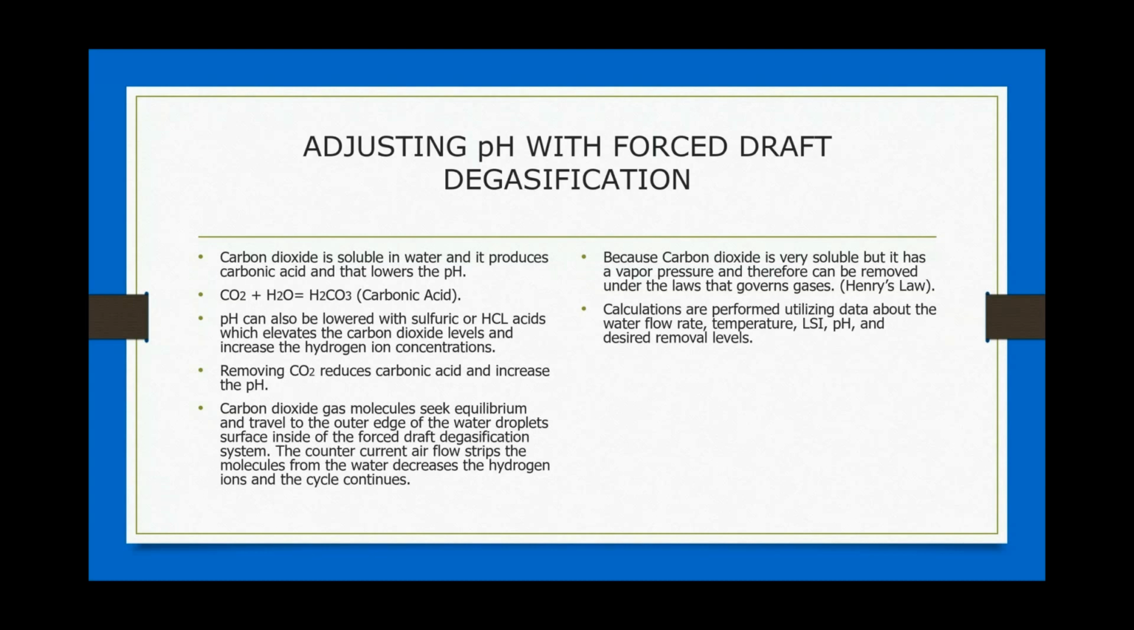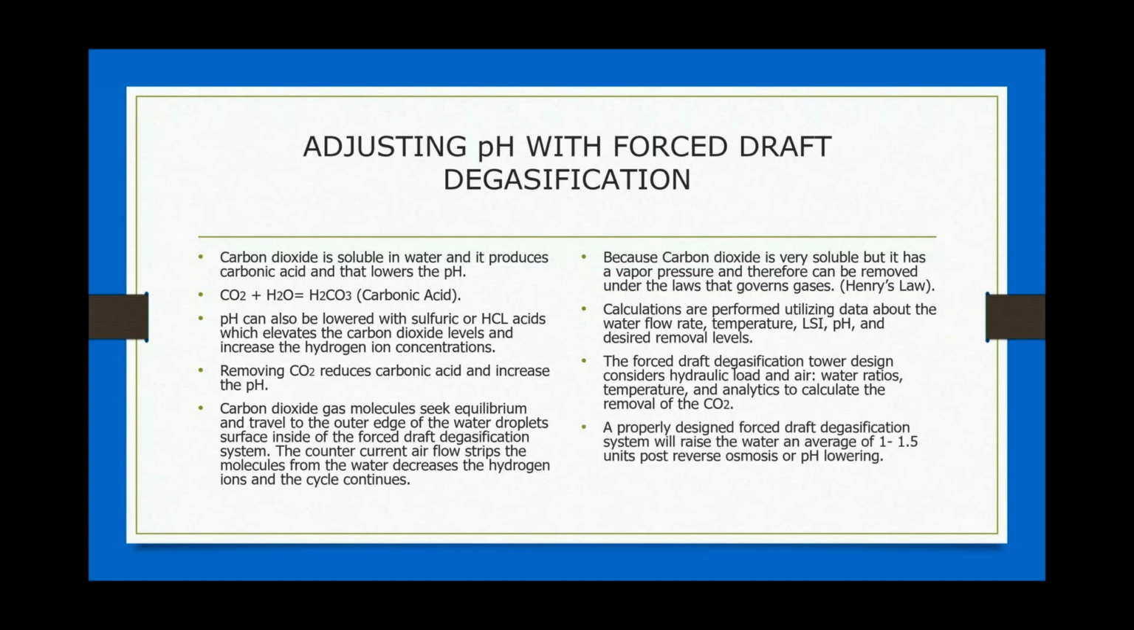Calculations are performed utilizing data about the water flow rate, the temperature, the LSI, pH, and the desired removal levels. Forced draft degasification towers are designed considering hydraulic load, air to water ratios, temperature, and analytics to calculate the removal. And properly designed forced draft degasification systems, as I mentioned, will raise the pH between 1 and 1.5 points post-treatment.